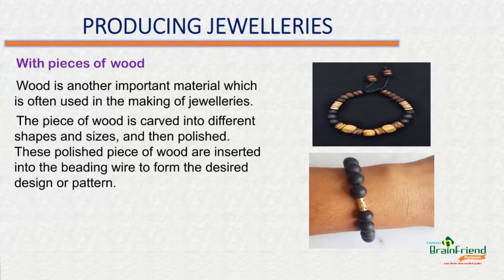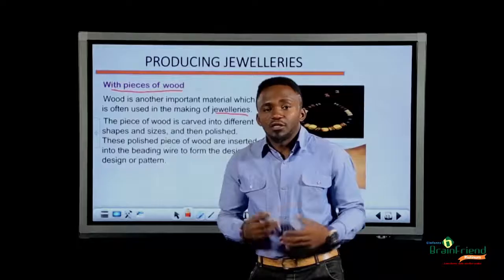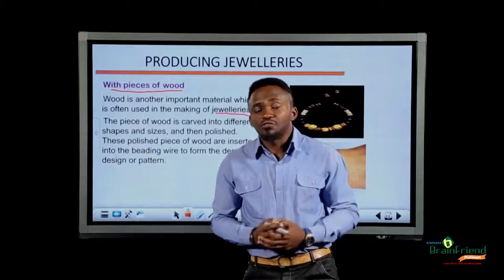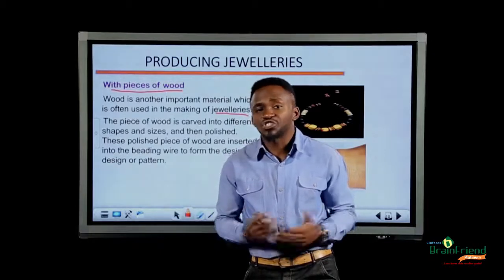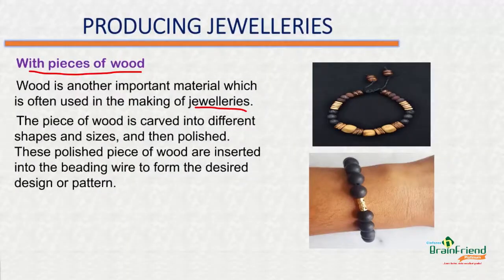Finally, we have producing jewelries with pieces of wood. Wood is another important material which is often used in the making of jewelries. The piece of wood is carved and cut into different shapes and sizes, after which they are polished. Just as shown on the screen, these are typical examples of jewelries being made using pieces of wood.